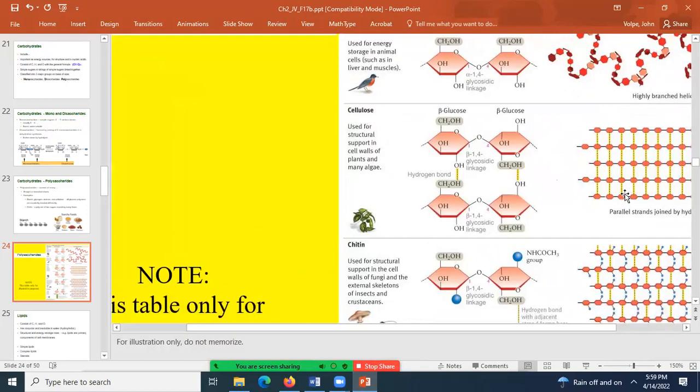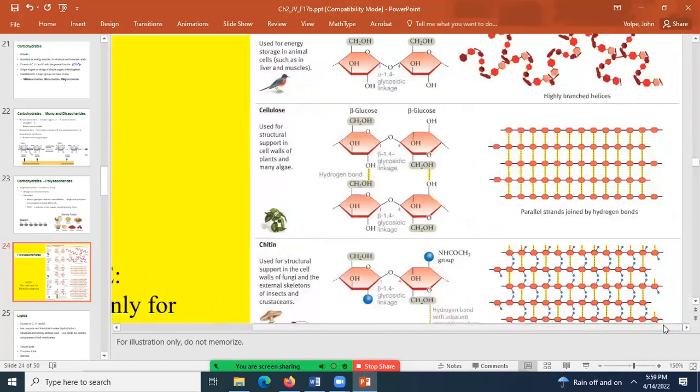This yellow line, that's not a covalent link. This is a hydrogen bond between this glucose and that glucose. And if you notice, in cellulose, there are a lot of hydrogen bonds linking the chains of glucose in the cellulose together. And that's why cellulose is so difficult to digest and why most animals cannot digest cellulose.